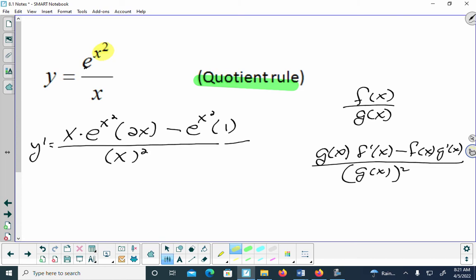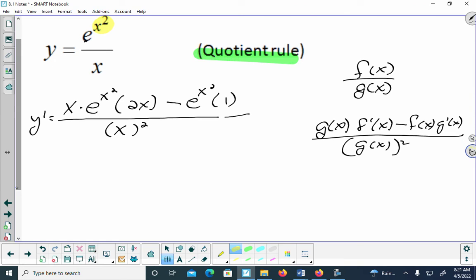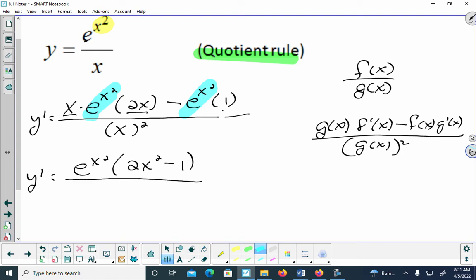So when I do that, I realize that in my numerator I have e to the x squared, so I'm going to factor that out. I'm factoring that out because that's here and that's here. And what I'm left with is x times 2x, which will be 2x squared, minus just this 1, all over x squared. And then I look and see if anything can be simplified, and I don't think so, so that is going to be my final answer.